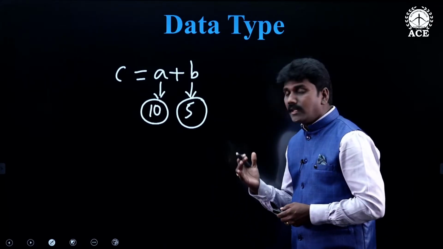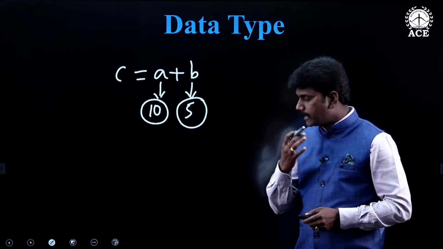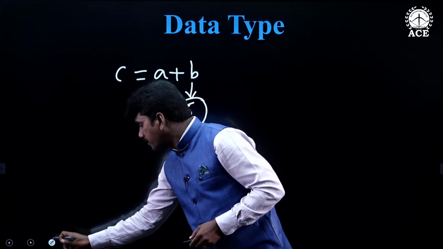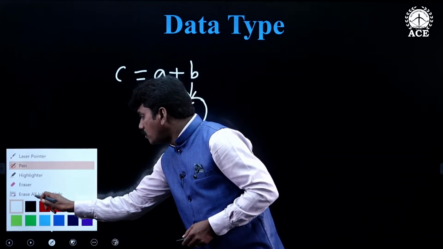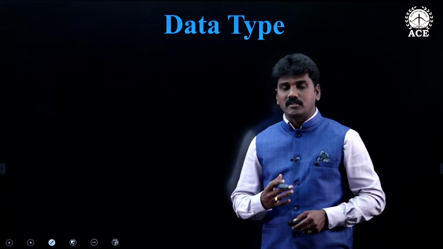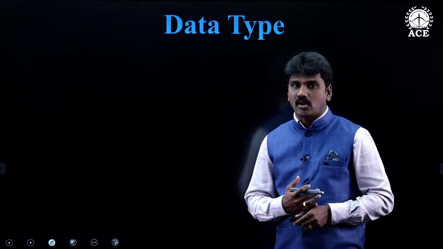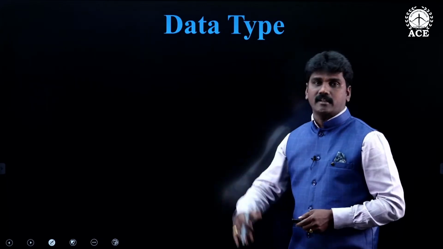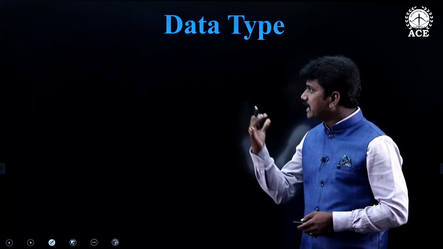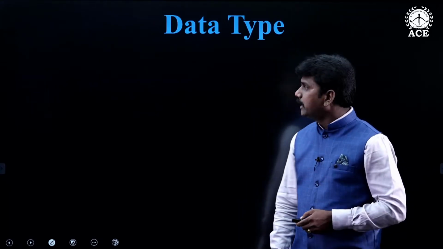So, what are the different data types available in Java? Let us understand clearly. Java has one of the most important features called robust. Java is robust, means it is strong. How can we say that it is strong? It is strict in data types, or it is a strongly typed language. That's why data types have that much importance in Java.